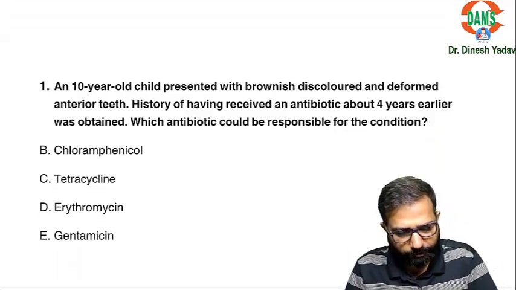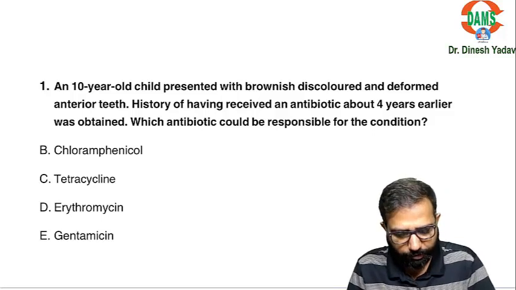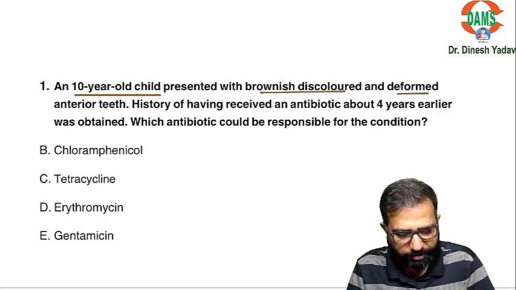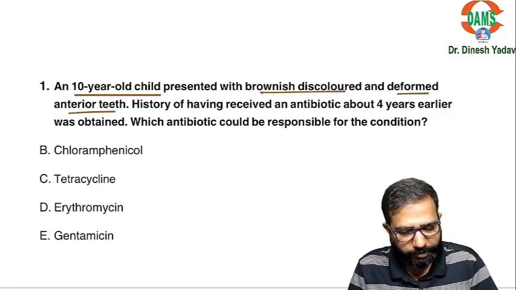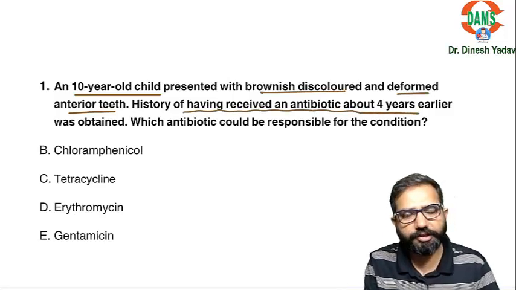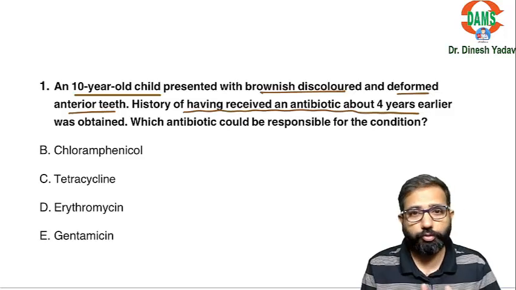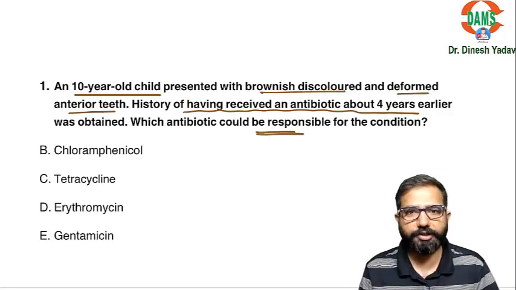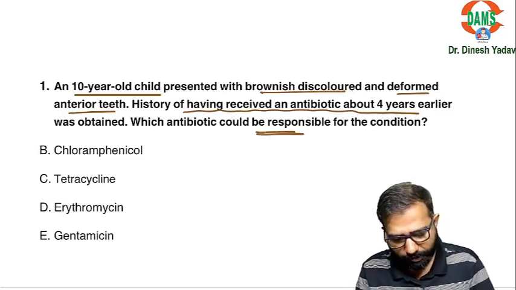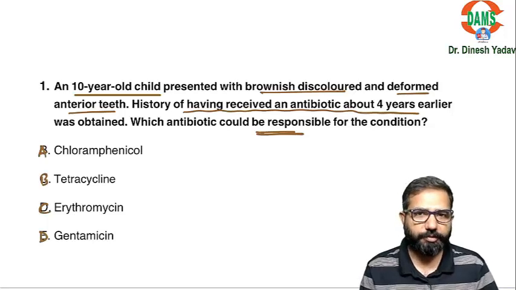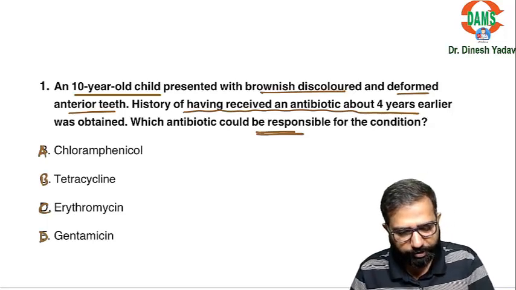A 10-year-old child, which means a young child, is presenting with brownish discoloration and deformed anterior teeth, having a history of taking an antibiotic about 4 years earlier. So most probably this antibiotic is causing this problem. Which antibiotic could be responsible for this condition? The options are chloramphenicol, tetracycline, erythromycin and gentamicin. Out of these, which antibiotic is causing this problem?